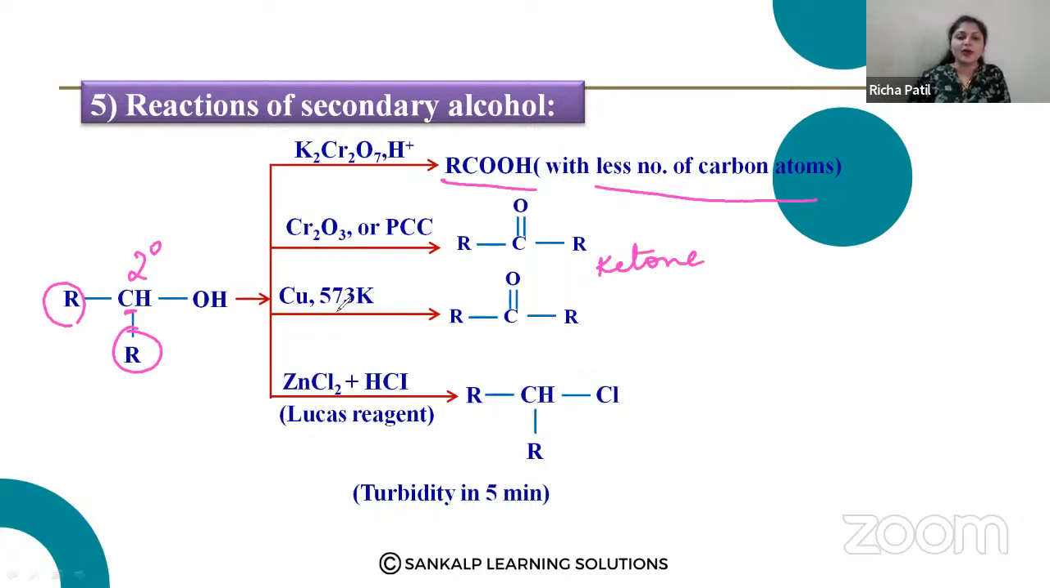Then if you treat it with copper at 573 Kelvin, you yield a ketone. Then if you treat it with Lucas reagent, ZnCl2 and HCl, it will give you turbidity. So this is an alkyl halide. Here you get a turbidity in 5 minutes. You get a reaction. In the previous case, when primary alcohols react with Lucas reagent, there is no formation of precipitate in cold condition. And when Lucas reagent reacts with secondary alcohol, it gives you turbidity in 5 minutes.